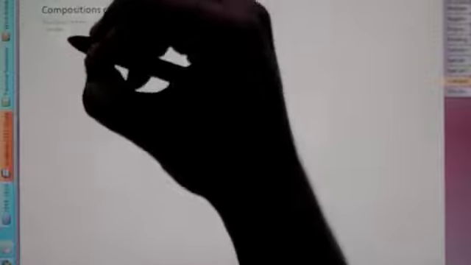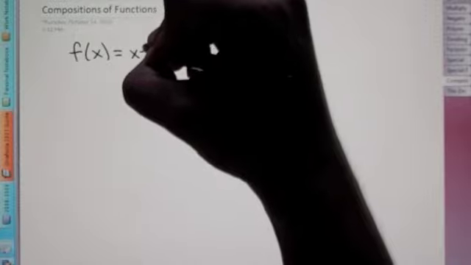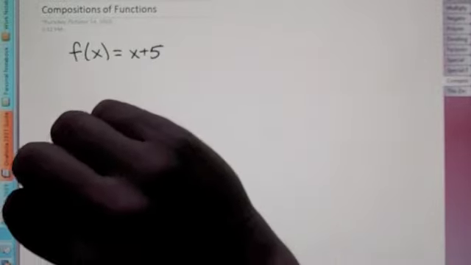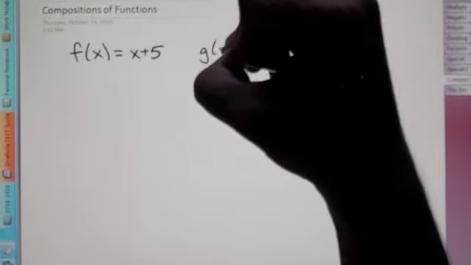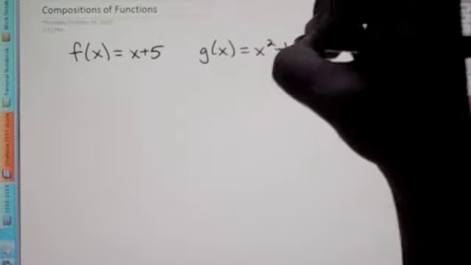Hey Algebra 2, this lesson is titled Compositions of Functions. Well, what does that mean? Well, I will tell you. You're going to get two functions. For example, you have f of x is equal to x plus 5. And your other one I'm going to give you is g of x equals x squared minus 10.